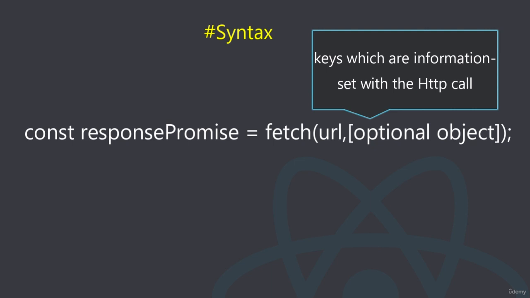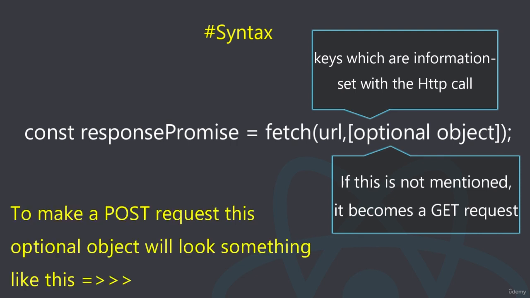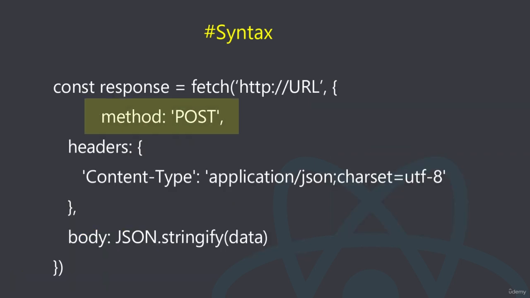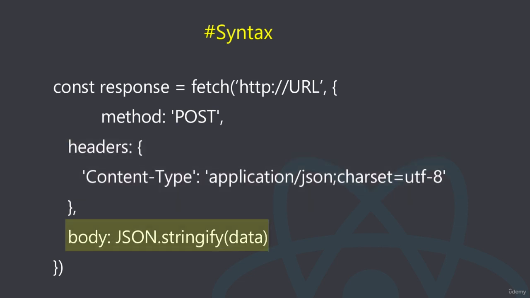For example, as I just mentioned, if you do not have this second parameter, then it will be a GET request. But let's say you want to make a POST request. To make a POST request, this optional object will look something like this, where we have the method, where you write POST or whichever request you want to make. The headers, where you define the header related information for the request. And of course the body, where you send the information to the URL.